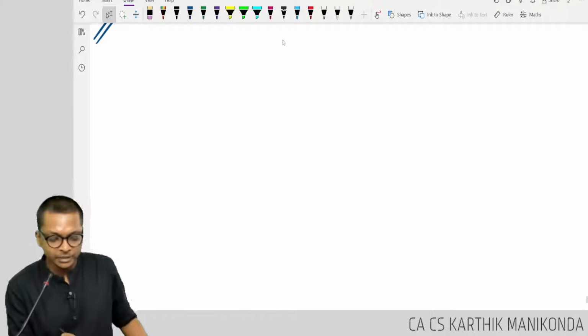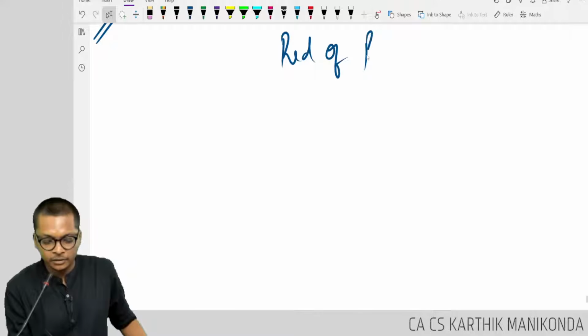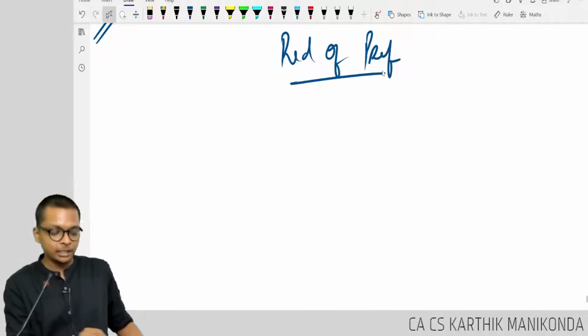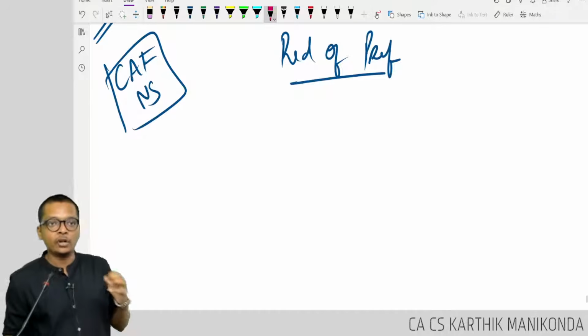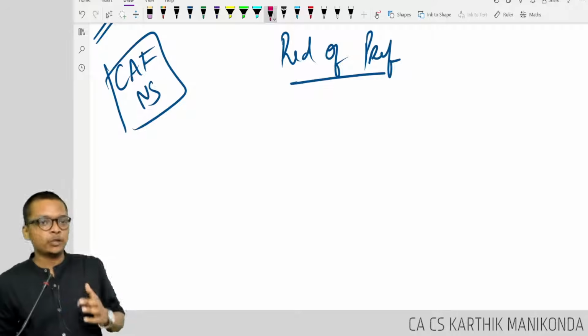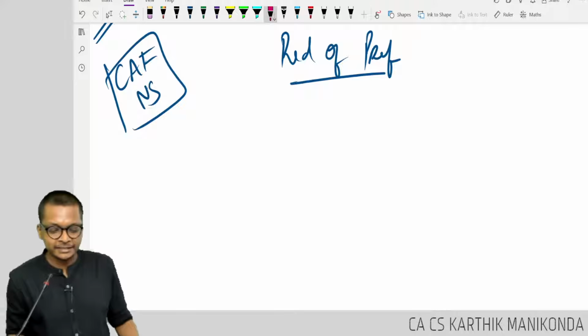Hi guys, now we're going to discuss redemption of preference shares, another new addition in CA Foundation, new syllabus for accounts. Fairly easy topic and scoring topic for us in exam.